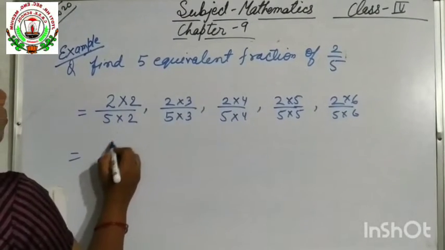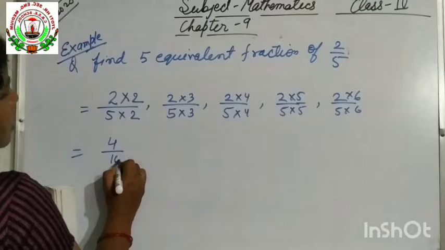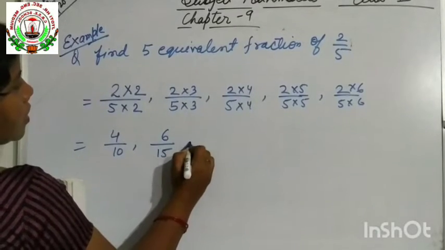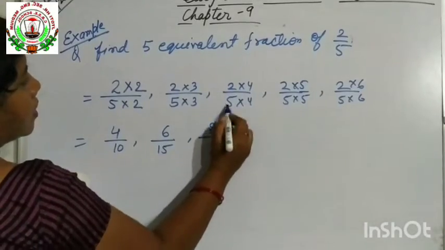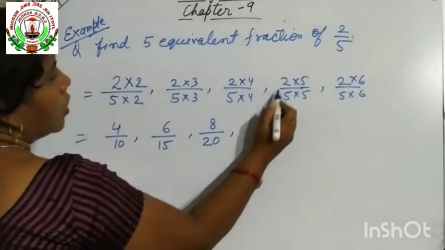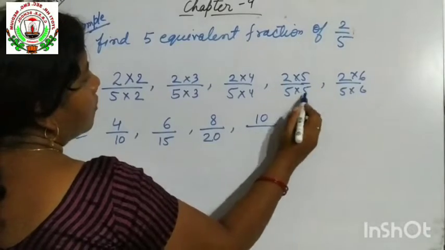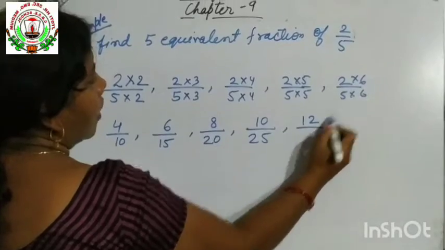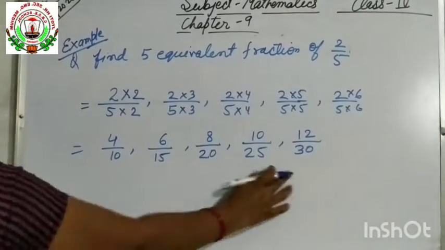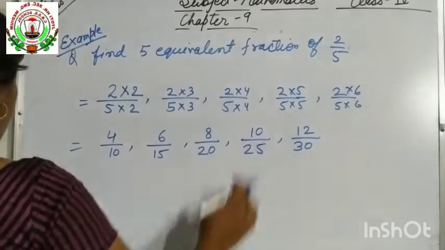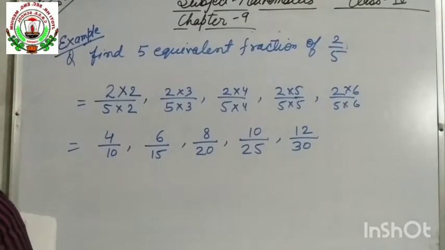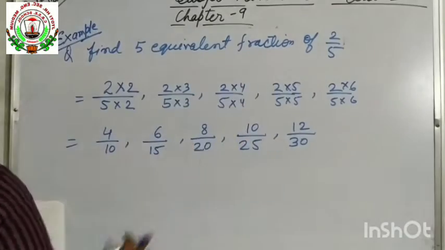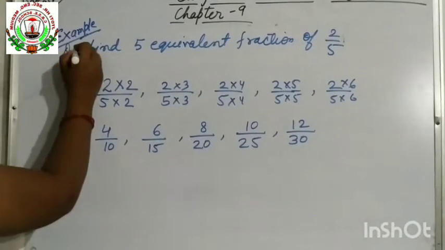Now multiply: 2 2s are 4, 5 2s are 10, 2 3s are 6, 5 3s are 15, 2 4s are 8, 5 4s are 20, 2 5s are 10, 5 5s are 25, 2 6s are 12, 5 6s are 30. So these are the equivalent fractions of 2 by 5. Understood? So this is how to find the equivalent fractions of the given fraction. It is clear. Now let us take another example.